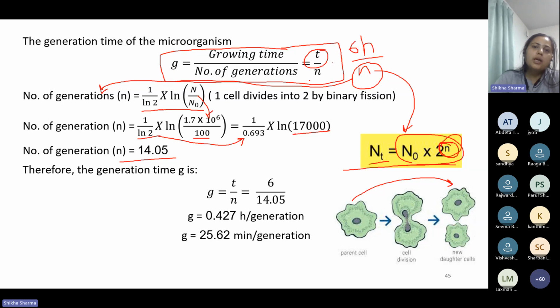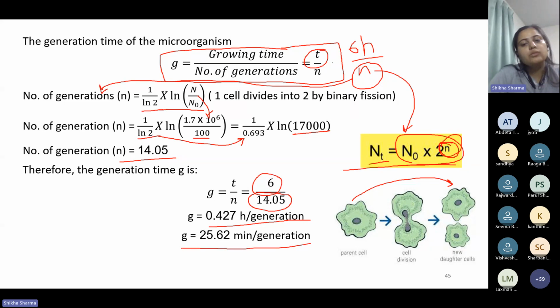Now the generation time is equal to the growing time divided by the number of generations. The time it is taking is 6 hours, and it produces 14.05 generations. So G is equal to 6 divided by 14.05, so the generation time becomes 0.427 hours per generation, but we need to calculate in minutes, so we multiply by 60 and convert hours into minutes, which gives G equals 25.62 minutes per generation.